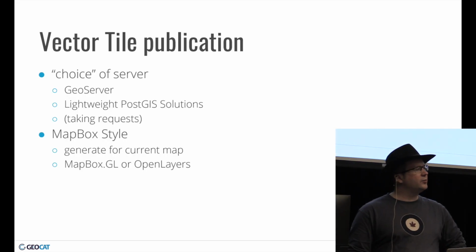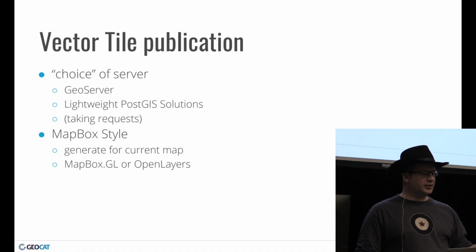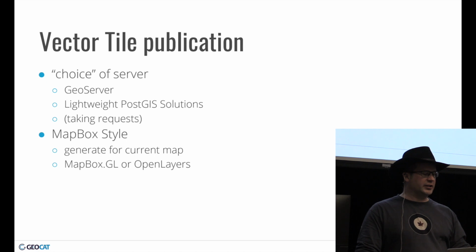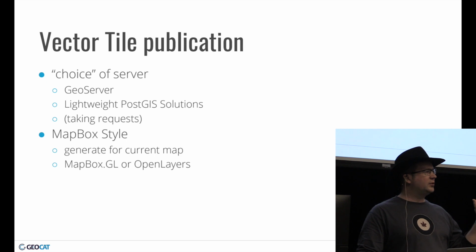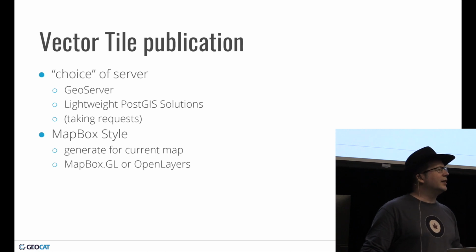We're also experimenting with setting up an export to vector tiles. So right now we're trying to choose between different technologies. You have a choice of publishing your vector tiles through GeoServer, but there's a large number of lightweight PostGIS solutions. So is anyone working with vector tiles here? A couple people? What are you using? Pardon? GeoServer. Okay. Is anyone using one of the lightweight PostGIS ones?